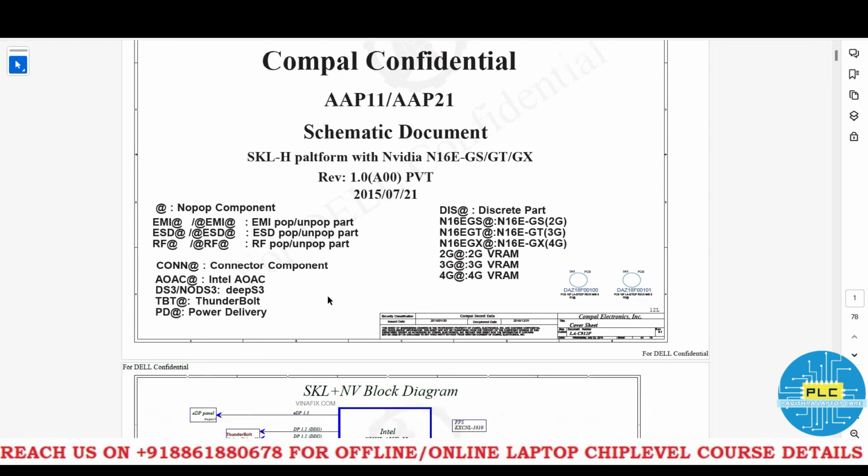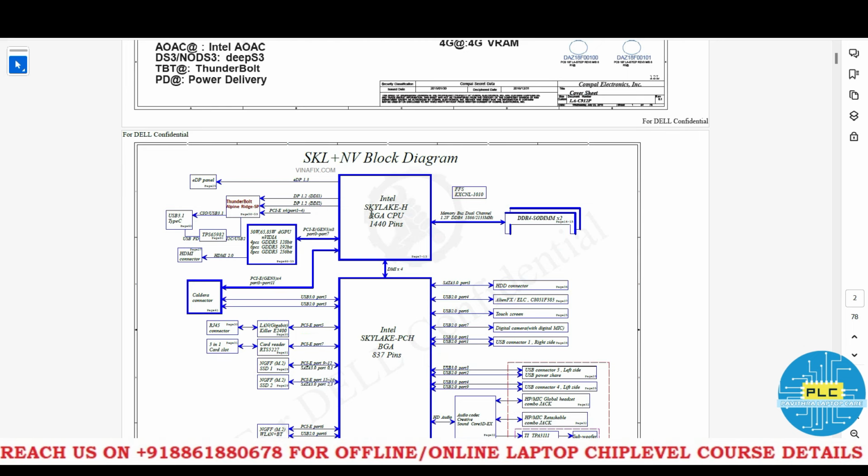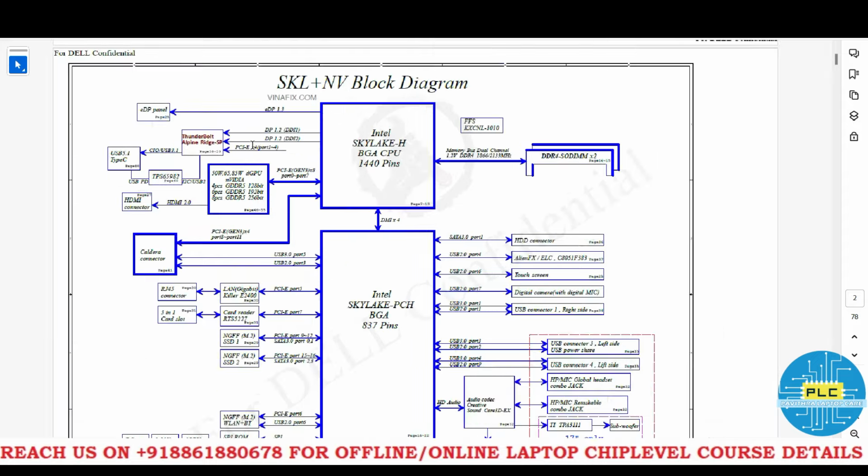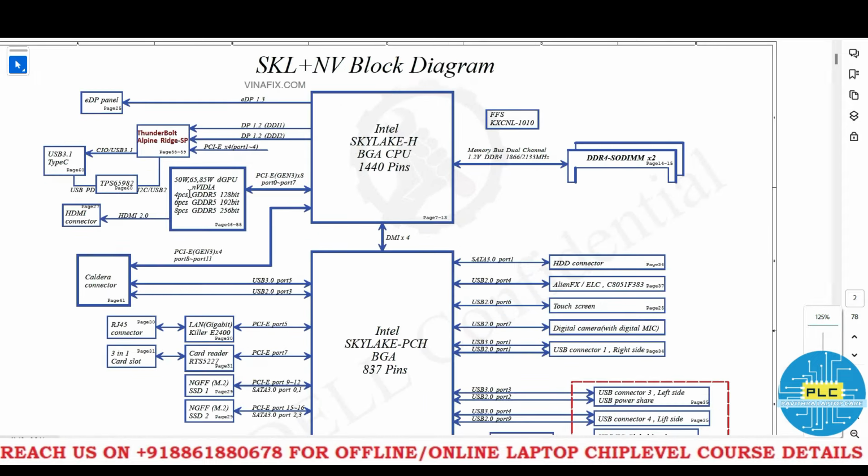Let us start. In this schematic, here is the processor, an Intel Skylake H BGA CPU. Here is the PCH. The PCH is entirely separate, so we will discuss only the processor related things. This processor is connected with the RAM and the eDP, and the Thunderbolt related connections. Here is NVIDIA, the graphics card, so it's related to the external graphics and the HDMI connection, and also to the Calendra connector. Through the DMI port, it communicates with the PCH.